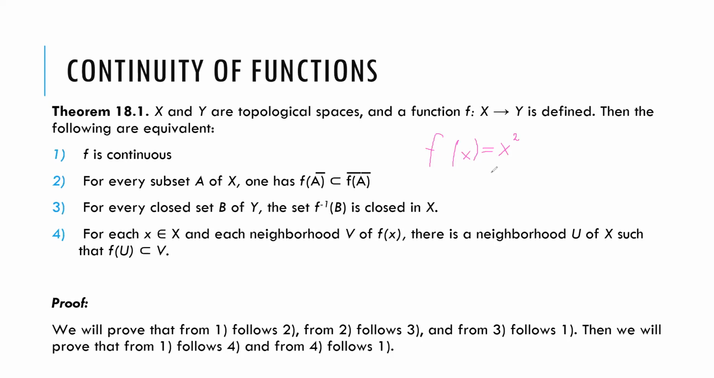So if we consider the open set of the form minus A to A, then can we say that its image would be 0 to A squared? Yes, that could be an example. Yeah, you can see that, at least it maps this open interval to an interval that is not open.